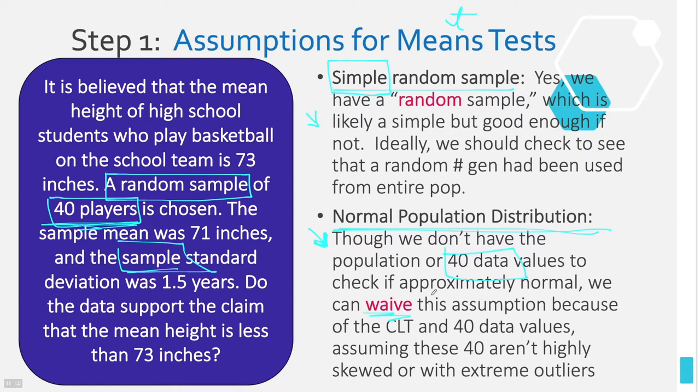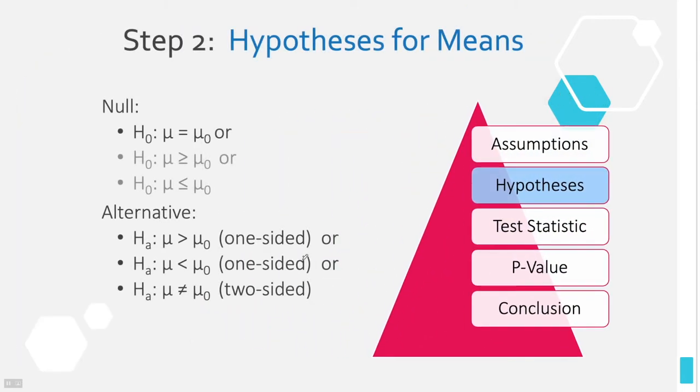So if your distribution isn't already almost perfectly normal, then you aren't really meeting this assumption, you're just waiving it. So this one can be fully met, but this one you're just kind of waiving it. In other words, you're allowing it, but it isn't fully met. And so that's step one. Moving on to step two.